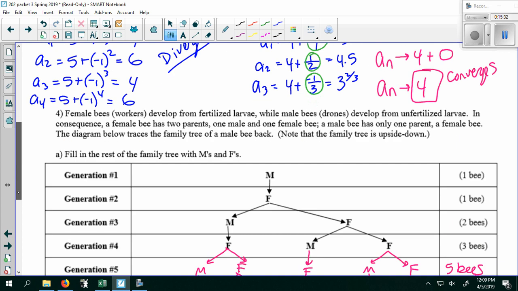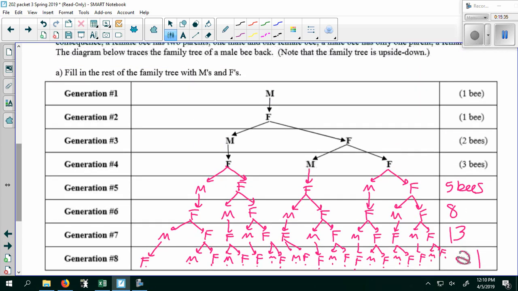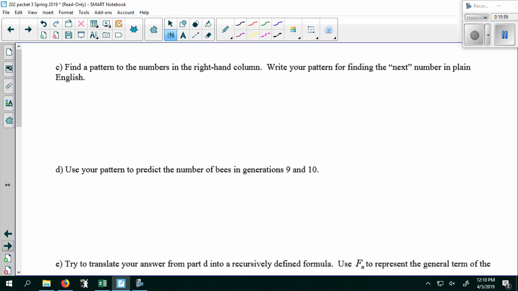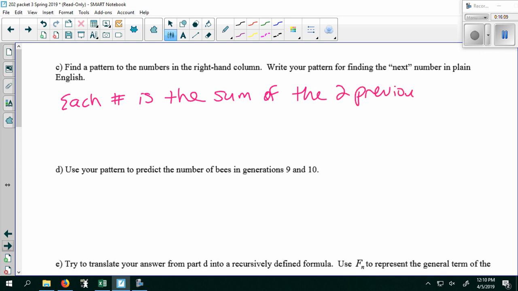So let's go back and look at the column. The pattern that you should discover is that each number in the list is the sum of the two numbers before it. So 1 plus 1 is 2, 1 plus 2 is 3, 2 plus 3 is 5, 3 plus 5 is 8, 5 plus 8 is 13, 8 plus 13 is 21, 13 plus 21 is 34 would be the next number in the list. So each number in the list is the sum of the two previous numbers.